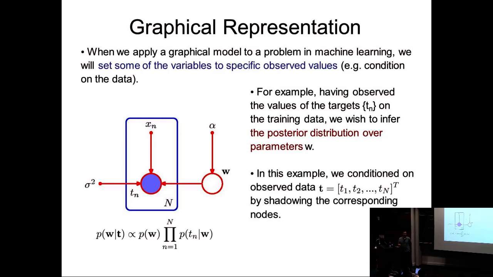So in many cases, when we look at graphical models, we're going to have a bunch of random variables that are unobserved. These are our latent variables. And then we're going to have some variables that are observed, which are our data or our targets. The role of inference is to figure out the states of the unobserved variables, and also learn all the parameters. So for example, having observed the values of the targets on the training data, we wish to infer the posterior distribution over the parameter vector W. Generally, that's what we're going to do. We're conditioning on observed data, and we're trying to figure out what the distribution over these parameters W should be.